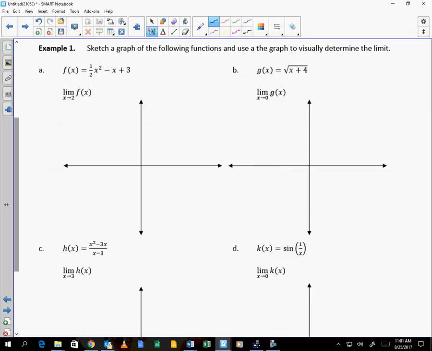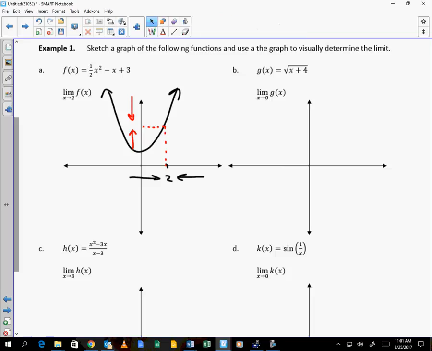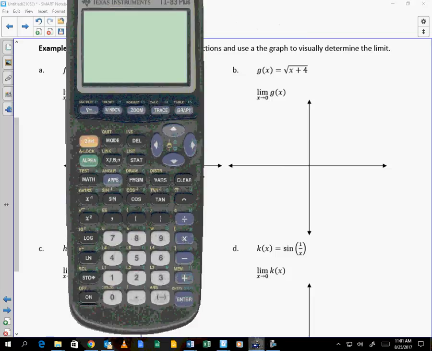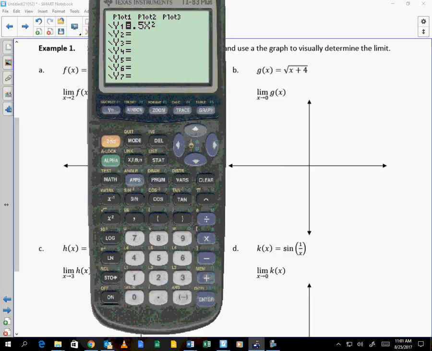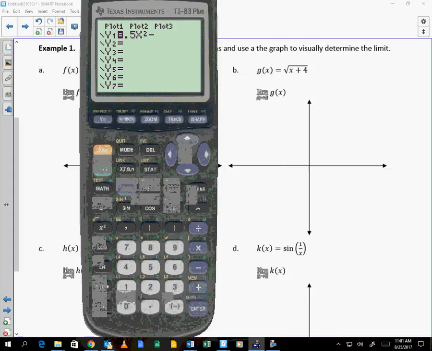First of all, this is a quadratic, and it makes this type of shape. I'm going to look at, as the x values get really close to 2, what do the y values get close to? So that's the big question that we have here. X is getting close to 2. What are the y values getting close to? So I'm going to take out my calculator, turn it on. I'm going to go into y equals, and I'm going to type in 0.5x squared, what is it, minus 2x, minus x plus 3.